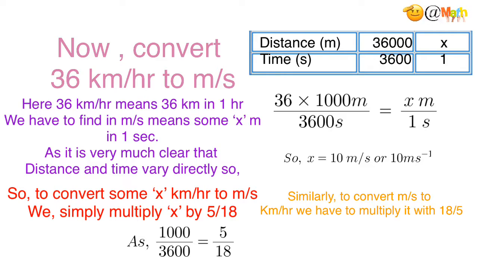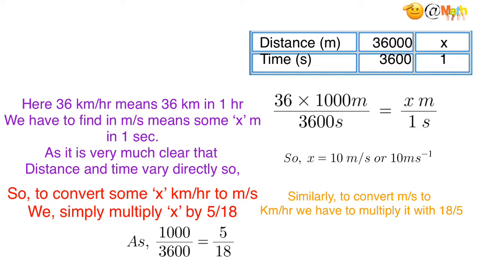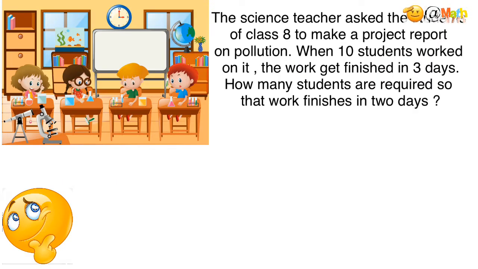Simply, to convert kilometer per hour to meter per second, we multiply by 5/18. And similarly, to convert meter per second to kilometer per hour, we multiply by 18/5. Let us have our next problem.